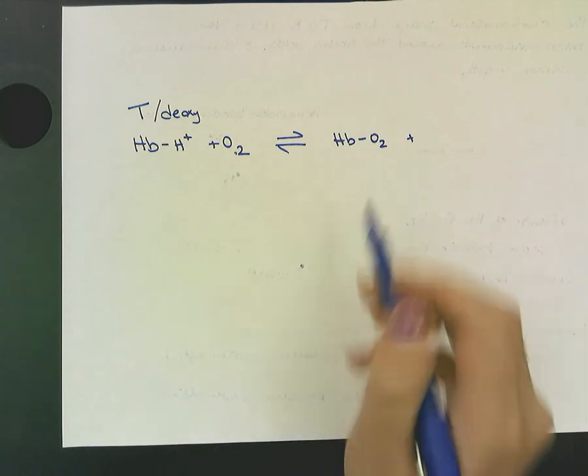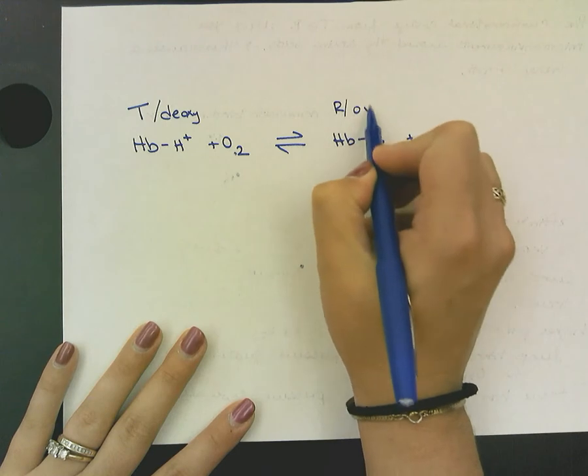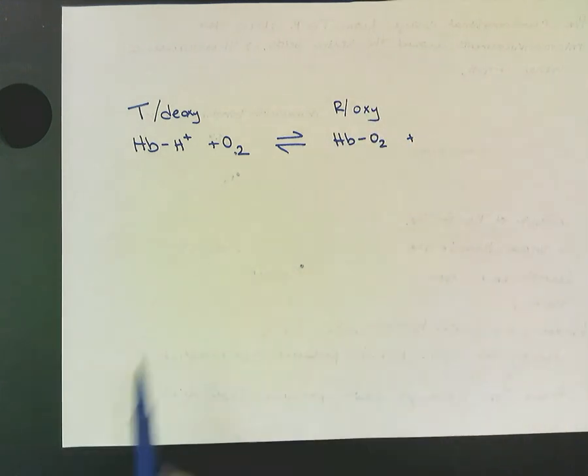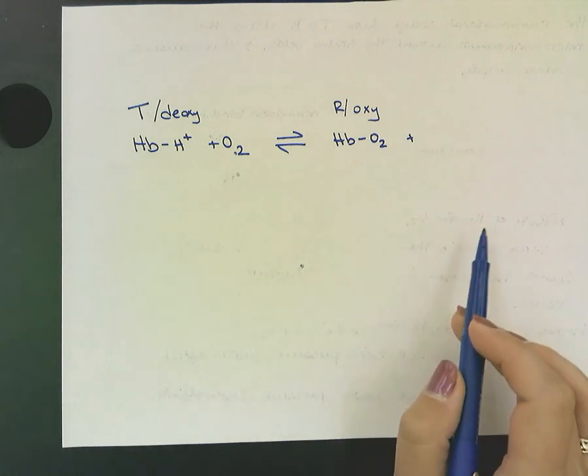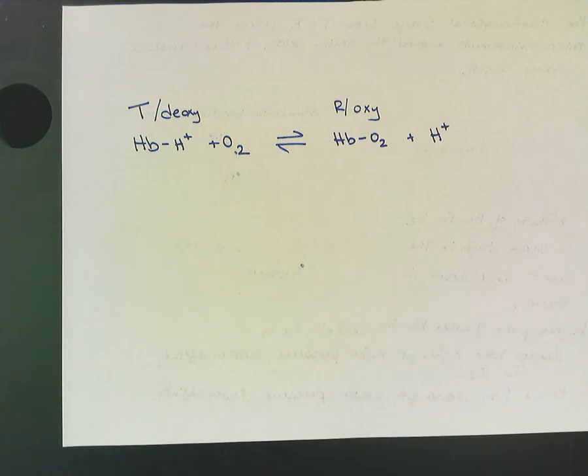That's my other state. What's this one called? R, or the oxygenated state. If oxygen has now bound to hemoglobin, what must be the other product? My little hydrogen proton floating around out there.